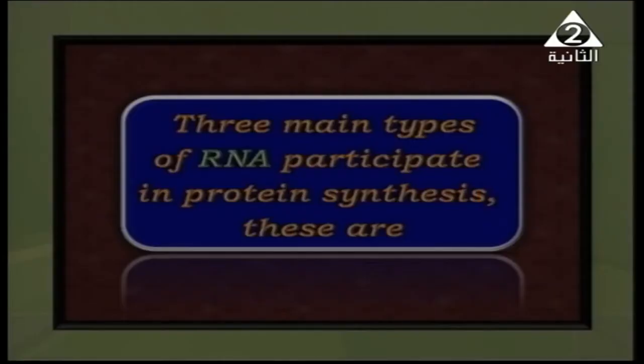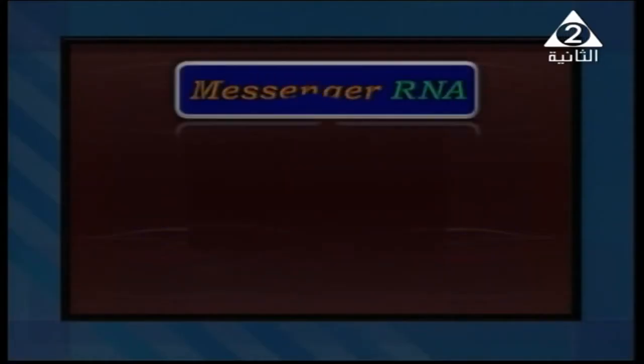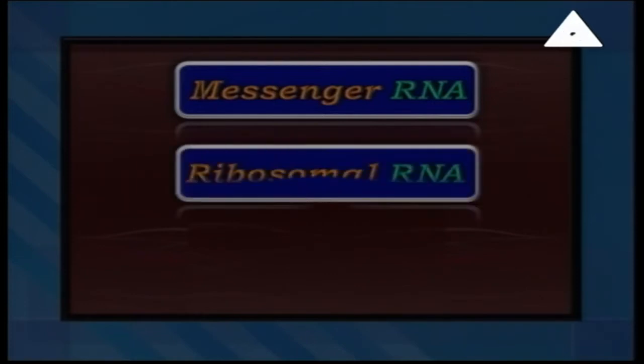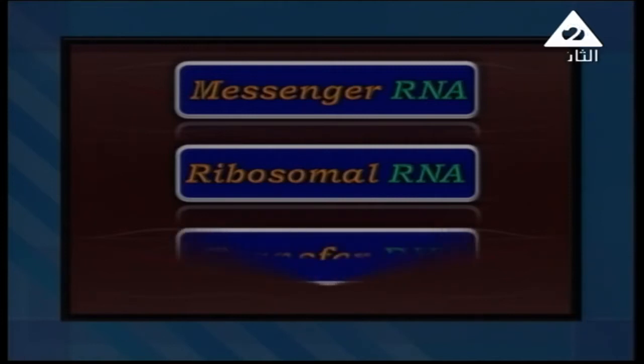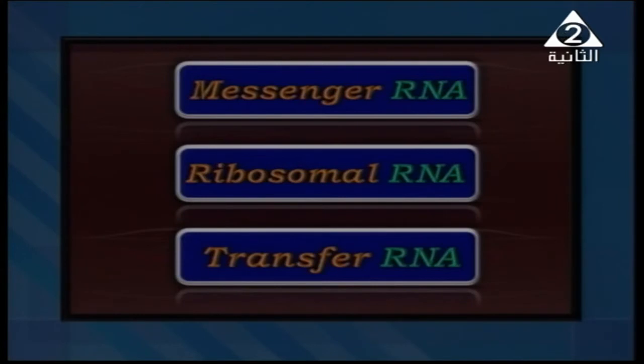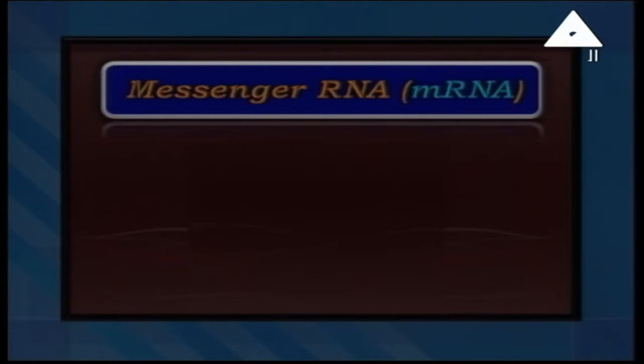The three main types of RNA that participate in protein synthesis are: number 1, messenger RNA, symbolized by mRNA; number 2, ribosomal RNA, symbolized by rRNA; number 3, transfer RNA, symbolized by tRNA. And we are going to know each one alone. Number 1, messenger RNA.